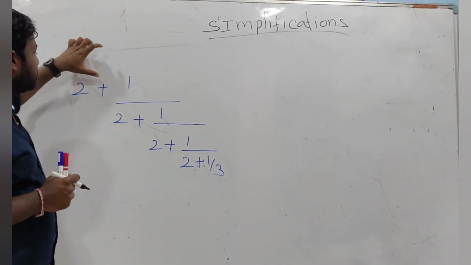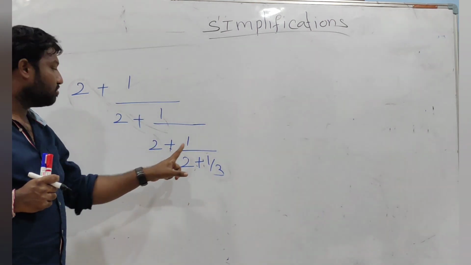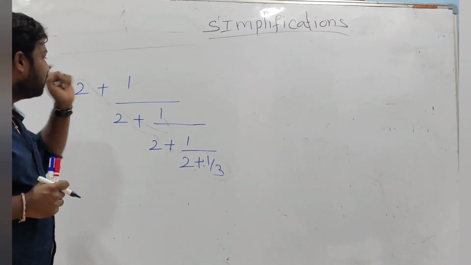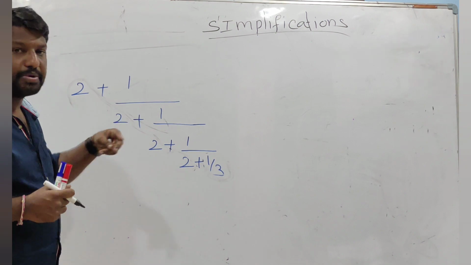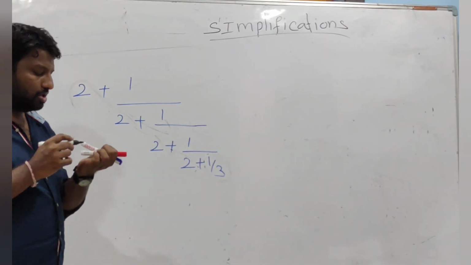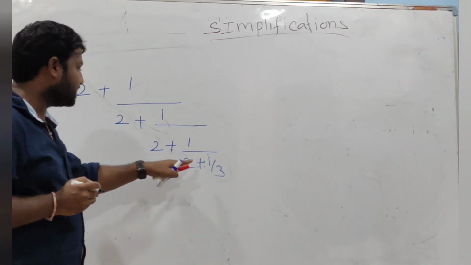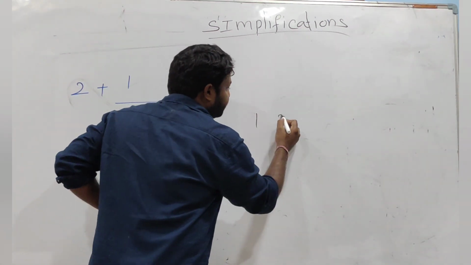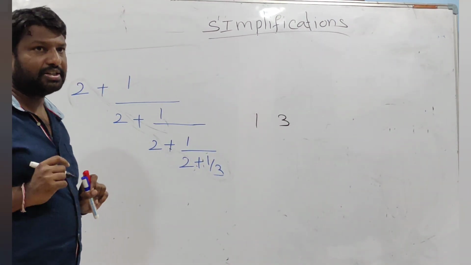So the same model: 2 plus 1 by 2 plus 1 by 2 plus 1 by 2 plus 1 by 2. So all ones are there, 1 by 1 by 1 by 2. So first what you will do, you start from here. Here is 1 by 3. So you start from there. So write 1 by 3 as 1, 3. 1 by 3 means also 1, 3.